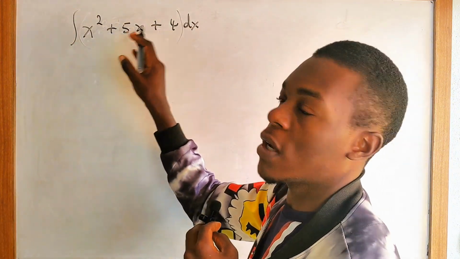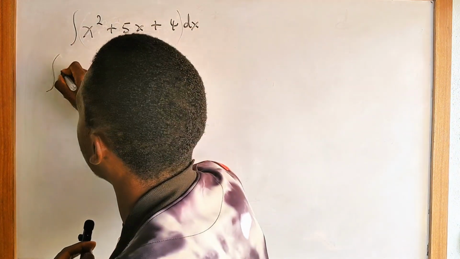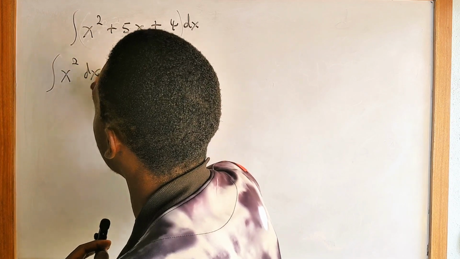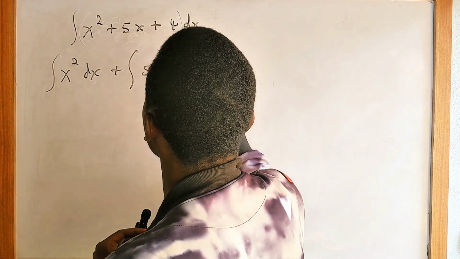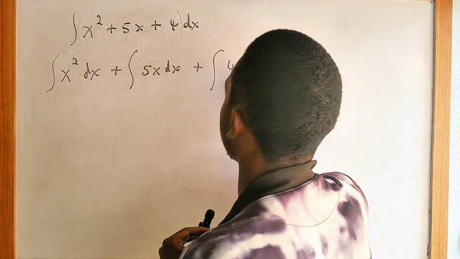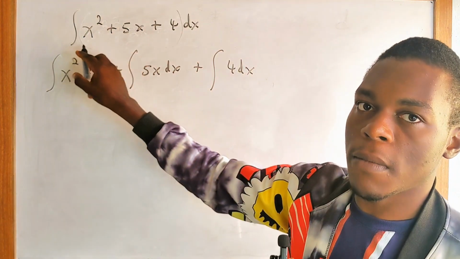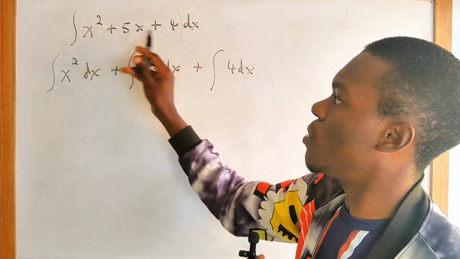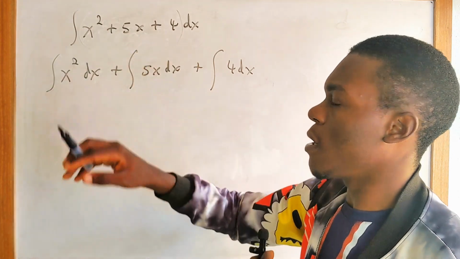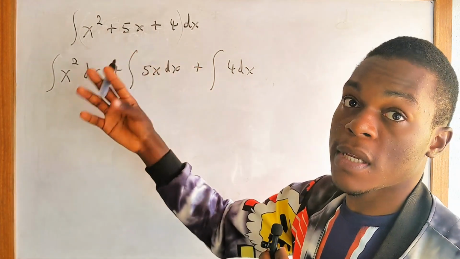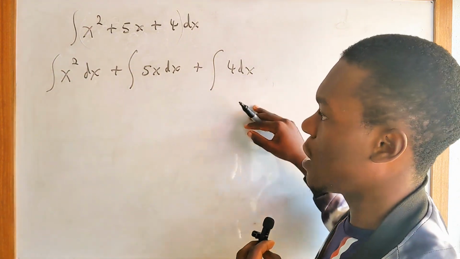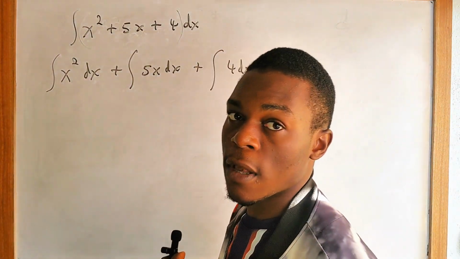they are an addition, you can separate them to have integral of x squared dx plus integral of 5x dx plus integral of 4 dx, because this dx is multiplying all of them. If you open the bracket, dx will be multiplying each and every one. Then you can open like this. This is the principle of integration, and we also apply it in differentiation, that you separate like this and then you are going to integrate separately.